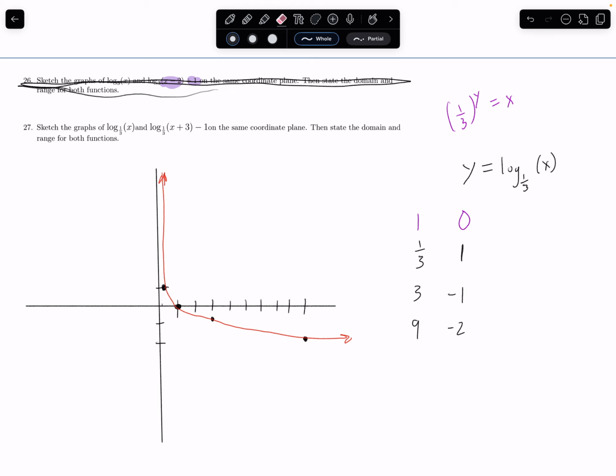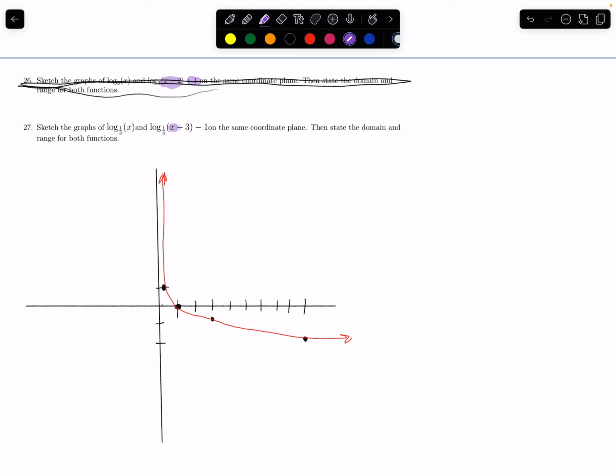Okay, so now that I got all that, making myself some space here, let's do the follow-up graph. We're doing log base 1/3 of x plus 3, minus 1. Plus 3 means I shift 3 to the left. Minus 1 means shift 1 down. So 3 left, 1 down for each of the points. Let's go in order from left to right this time. So starting with that one, 3 left, 1, 2, 3, and 1 down, puts it right there.